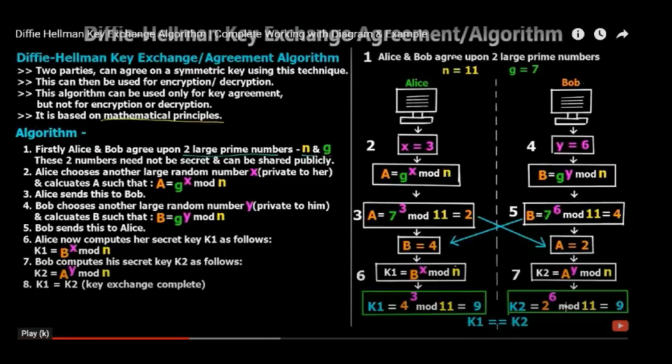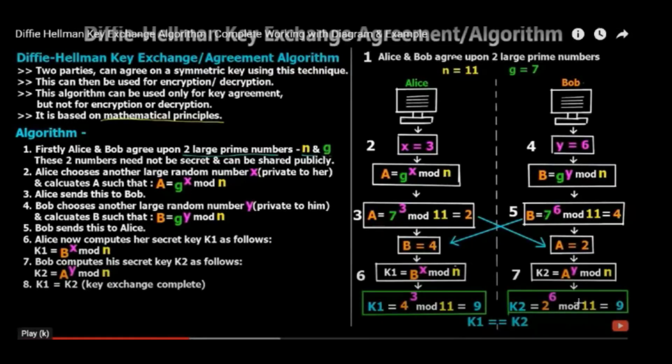So this is going to be the shared key. The shared key is never exchanged here. It is never sent, but it is generated on both the sides. So both are going to have the same key, that is going to be the shared key. So this is called the Diffie-Hellman key exchange algorithm.